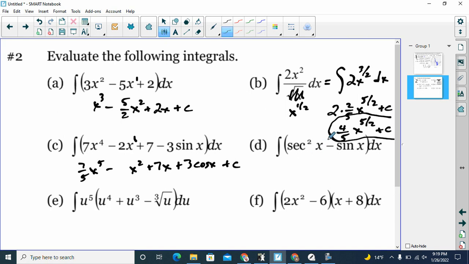Part D asks for the integral of secant squared x minus sine x dx. Since we are integrating secant squared x, we want to be thinking what has a derivative of secant squared x. That's one we've memorized. Tangent x has a derivative of secant squared x. The integral of negative sine x, again, is negative cosine x, which changes that to a plus.